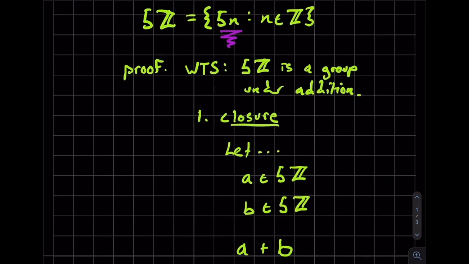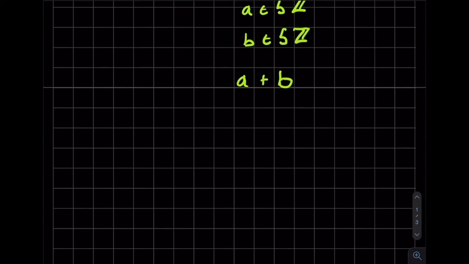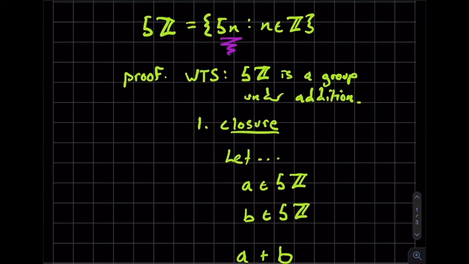Okay. So I'll take this A and B that I've created here. I'll think of them in terms of the definition of my set 5Z. What that means is I can say that A equals, let's say, 5C, we can pick any letter we want, and B equals, let's say, 5D. The reason we know this is the case is because that falls under our definition here of 5Z.